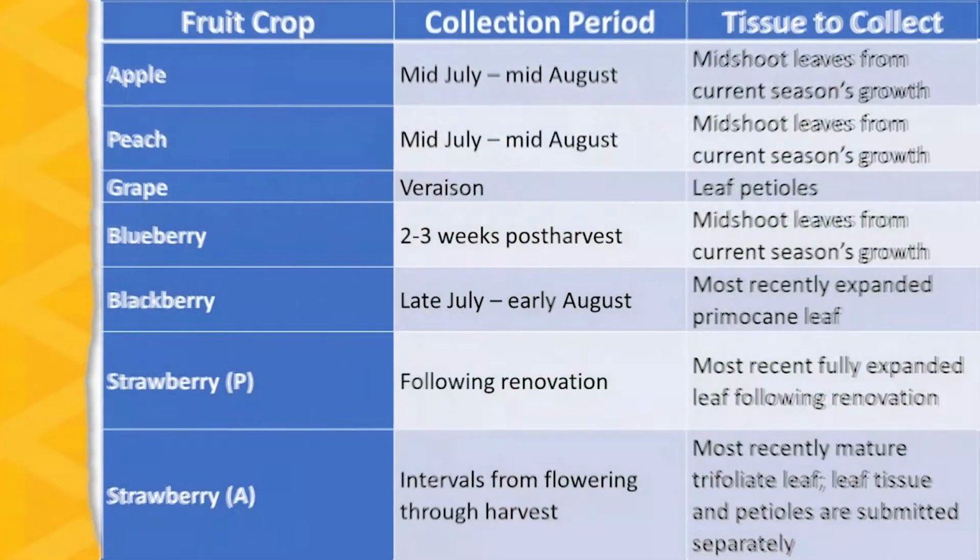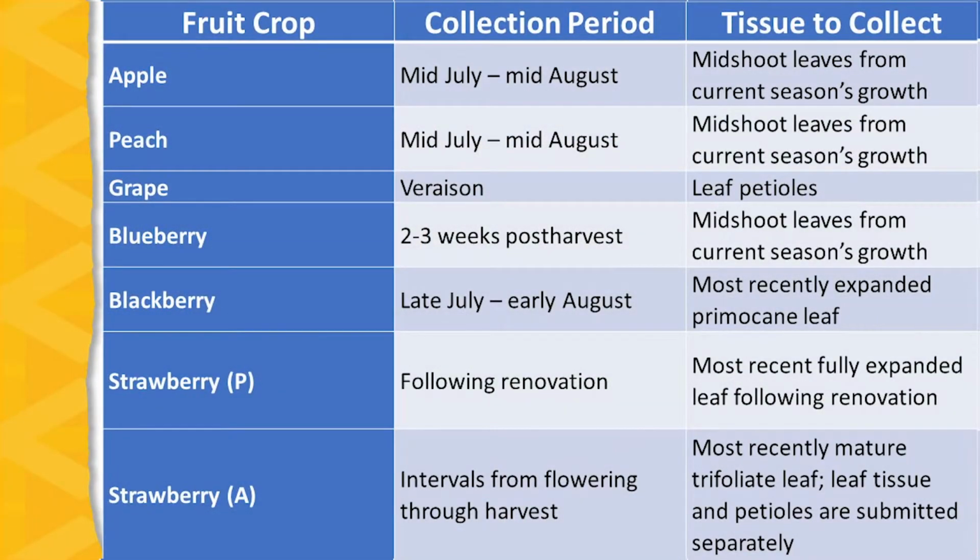It can also be a useful tool in diagnosing nutritional issues. Sampling for tissue analysis varies among the different types of fruit as far as the best time to collect the sample and the proper type of tissue to collect. Looking at apples and peaches, tissue samples are collected from mid-July to mid-August, and mid-shoot leaves from current season's growth is the type of tissue that is sampled.